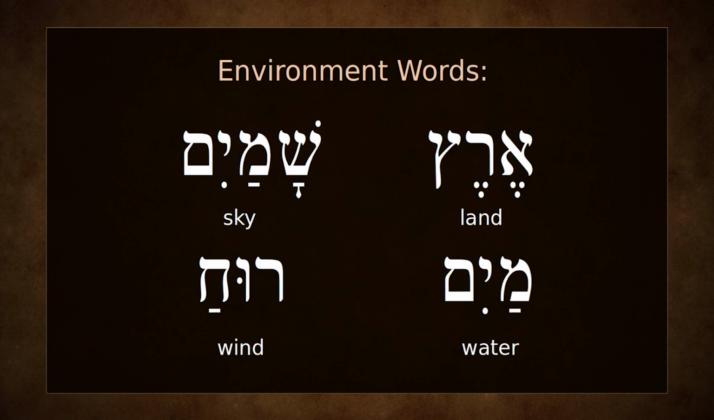Here we have some words describing the outdoors. First we have eretz, which means land, then shamayim, which means sky. In the bottom row, mayim means water, and ruach means wind.